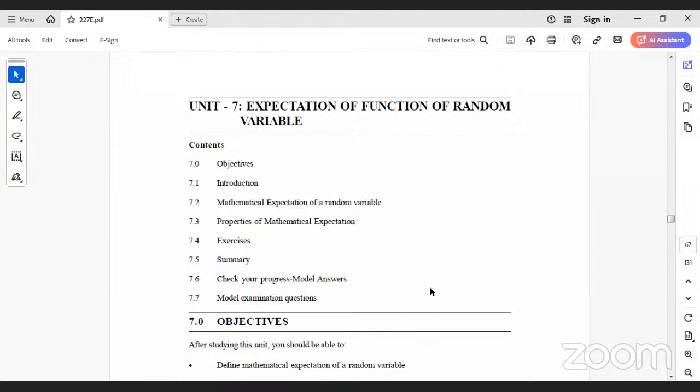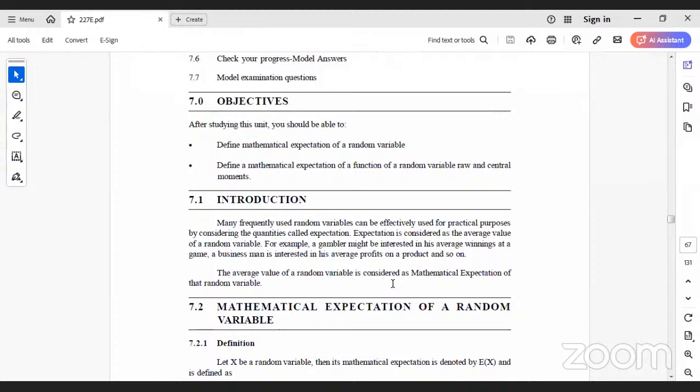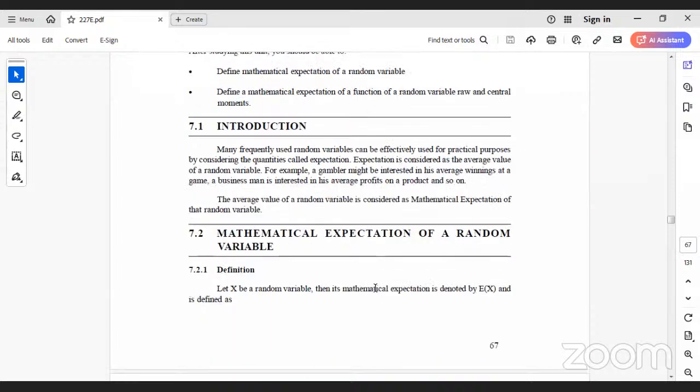So see here what we have to take here: mathematical expectation of a random variable. Frequently used random variables can be effectively used for practical purposes by considering quantities called expectation. Expectation is considered as the average value of the random variable. A gambler might be interested in his average winnings in a game. A businessman is interested in average profits in a product and so on. The average value of a random variable is considered the mathematical expectation of the random variable.